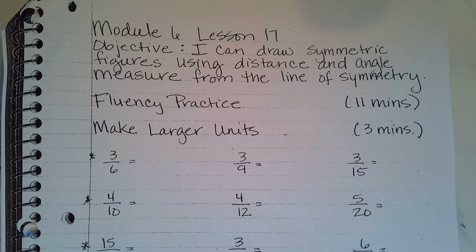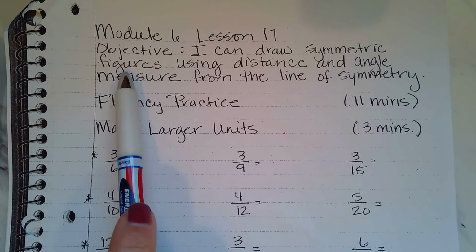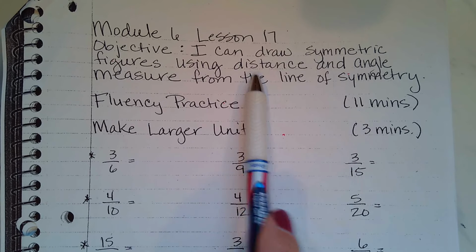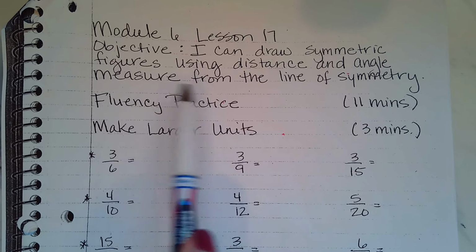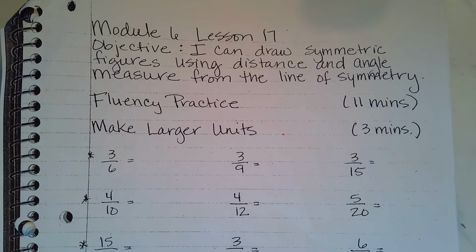This is Module 6, Lesson 17. Read the objective while I read it out loud. I can draw symmetric figures using distance and angle measure from the line of symmetry. So we're going to draw things that are symmetric figures using distance and angle measurements from the line of symmetry.